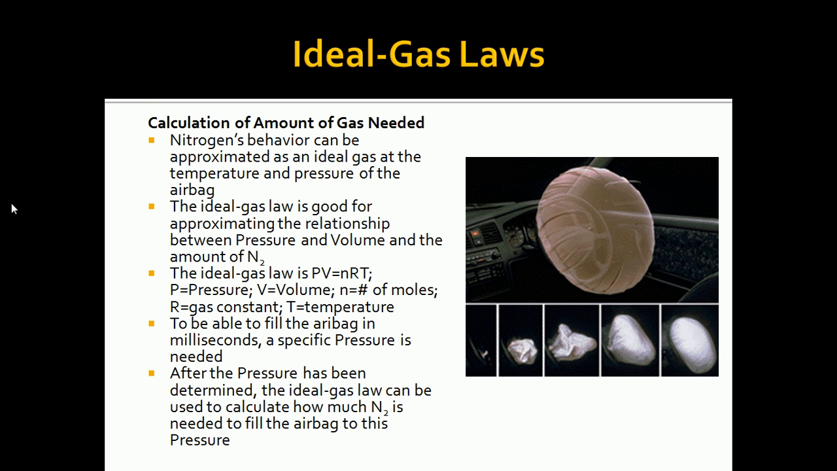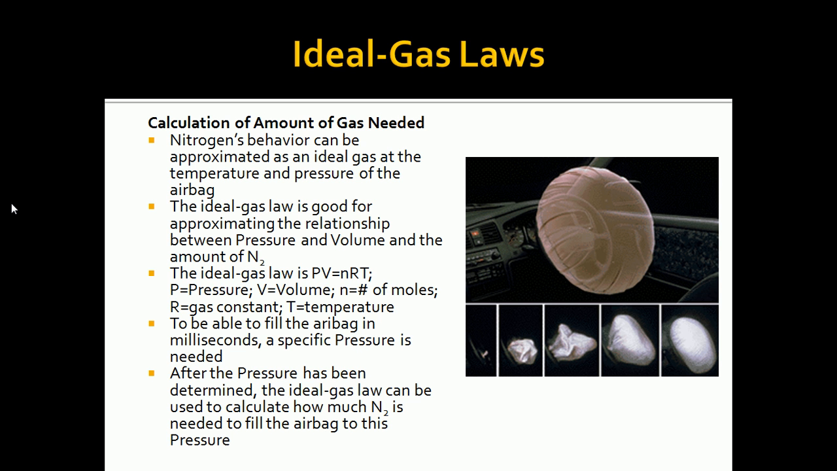The ideal gas laws can be used to calculate the amount of gas needed to fill the airbag. Nitrogen's behavior can be approximated as an ideal gas at the temperature and pressure of the airbag. The ideal gas law is good for approximating the relationship between pressure and volume and the amount of nitrogen.